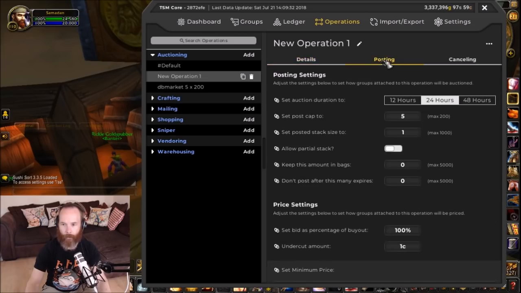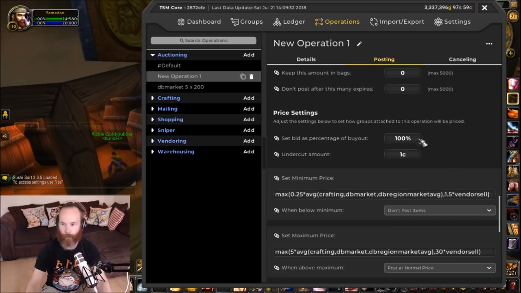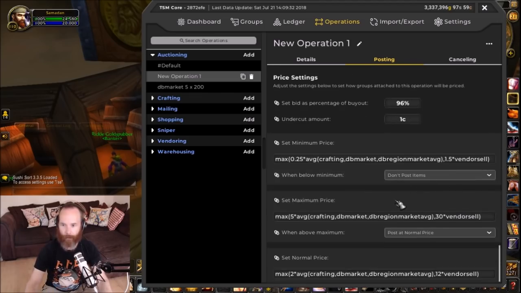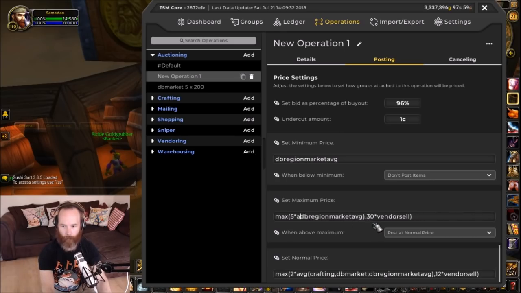So this operation, I'm going to use 48 hours again. Now for these things, I only want to have one on at any one time. So I'm going to change this to 1. And then I'm going to set the bid down to, again, 96%. That's down to personal preference. And then I'm going to use DB region market average as my price source. I'm only going with single ones at the moment. Obviously you can do min, max and average of all of these. But for the moment, I'm just using this as my simple solution. Remember, start simple and then grow from there.